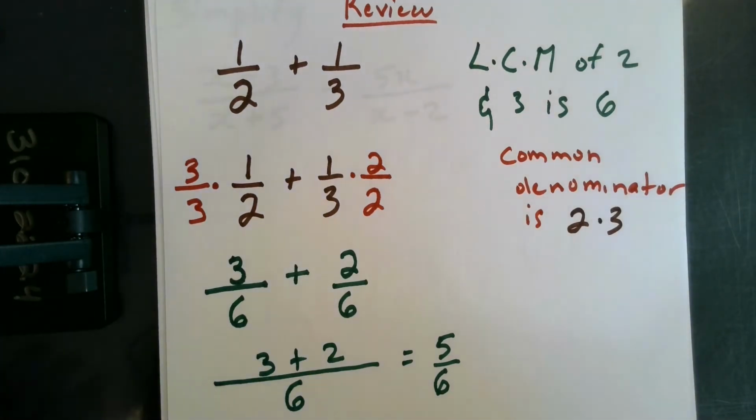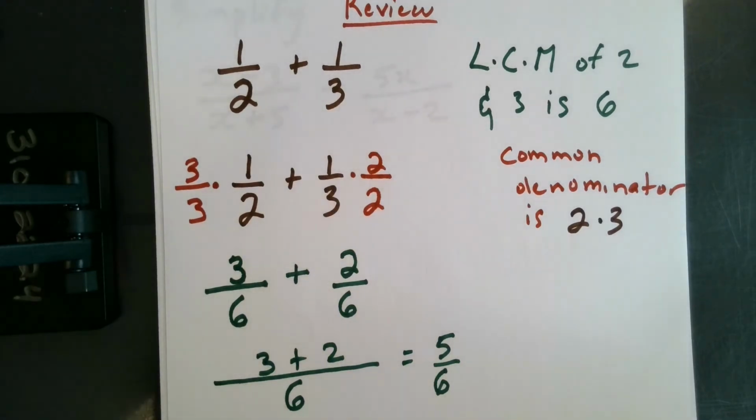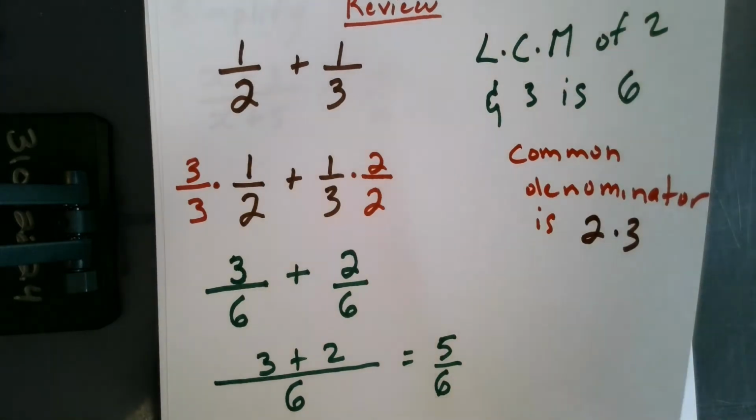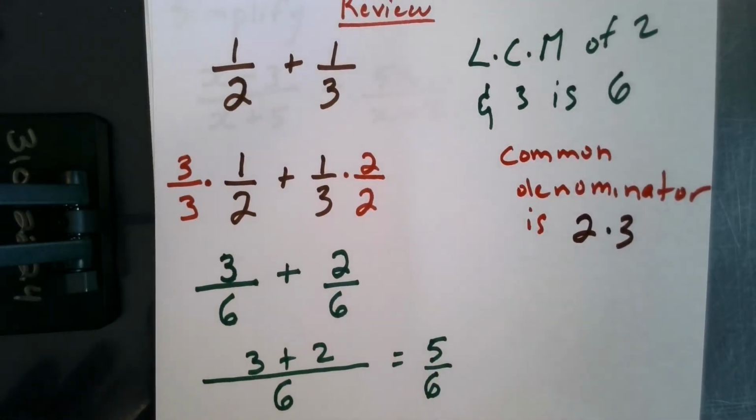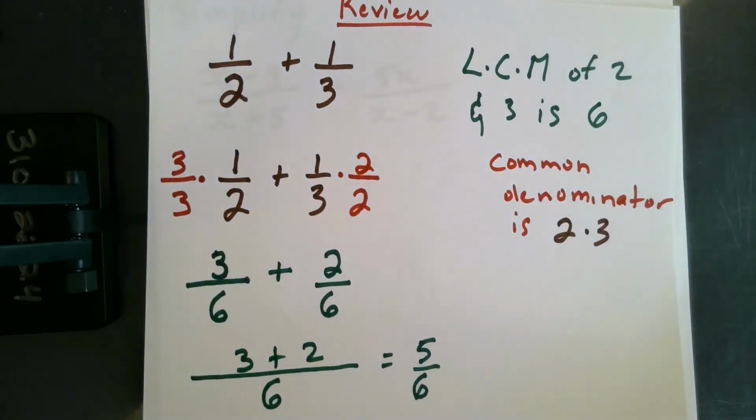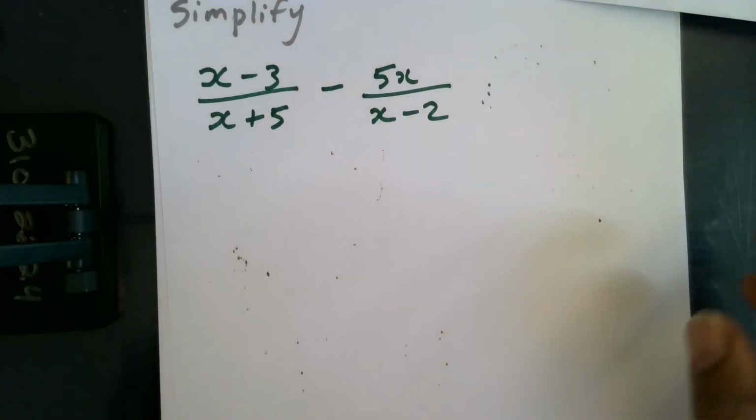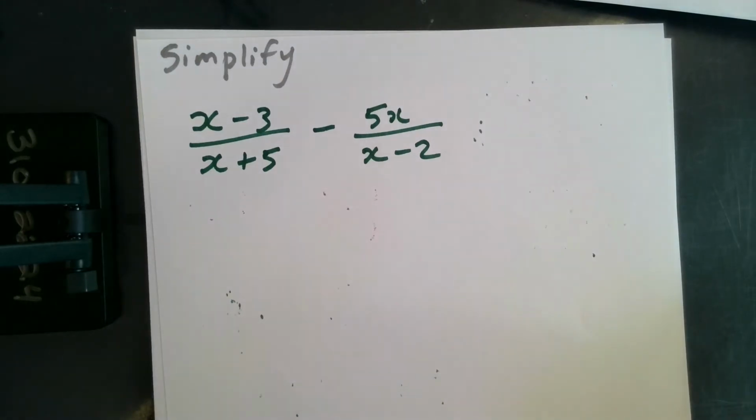All right, all of this will make perfect sense when we look at an example of the addition or subtraction of rational expressions. All right, so here is an example. We have x minus 3 divided by x plus 5 minus 5x divided by x take away 2. Okay.